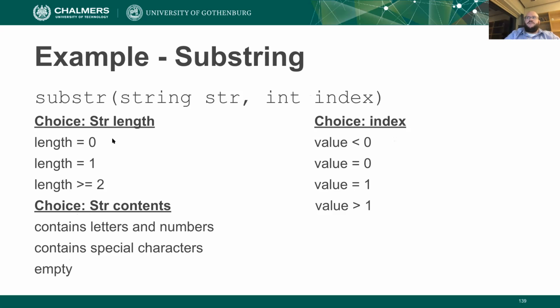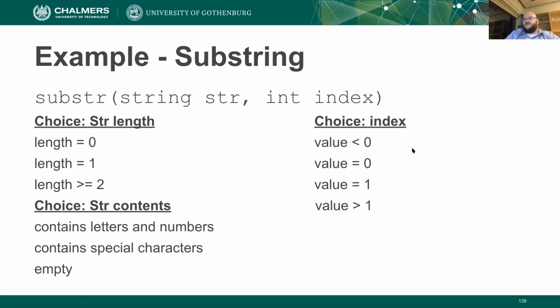So we might try a length of 0, a string of length 1, a string of length 2 or more. That's our normal string, but a single character one to make sure that works, and something that's 0 to make sure we get the right outcome. And then the contents of the string, well, maybe it contains letters and numbers, maybe it contains special characters, or maybe we try a blank string. Now, of course, looking at this, not all these make sense in combination with each other. And so we can use these constraints to limit the combinations we try, right?